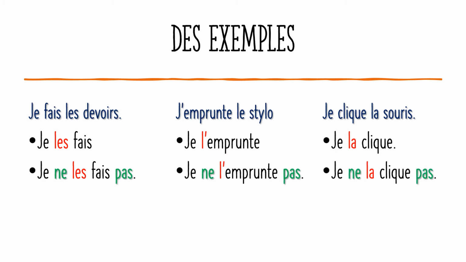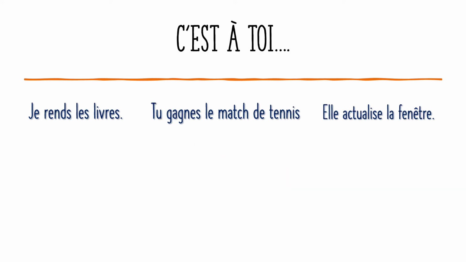So try saying those one more time. Listen again. Je ne les fais pas. Try it. Okay, next one. Je ne l'emprunte pas. And the last one. Je ne la clique pas. So we go ne pas around our verb, as always. But now we're just going to make sure we include that PCD that we're going to use. On y va. C'est à toi.